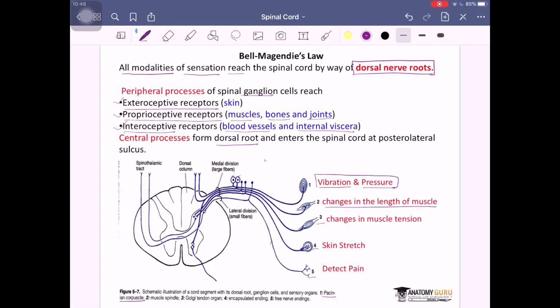Similarly, change in the length of a muscle is detected by your muscle spindle. Inside the muscle spindle, you have extrafusal and intrafusal fibers.